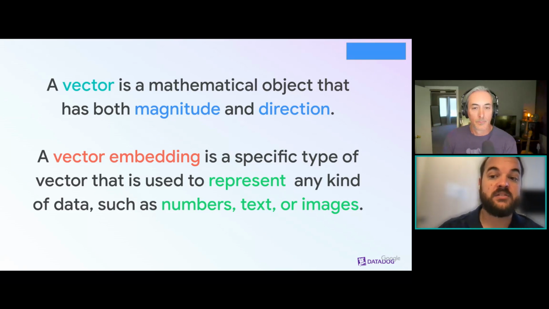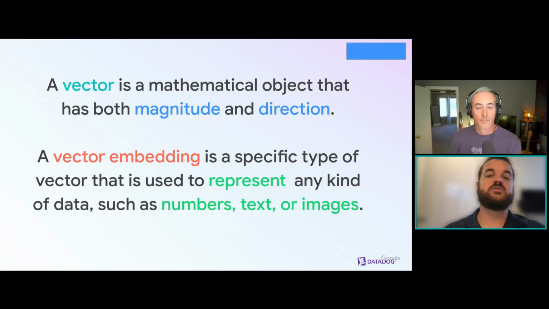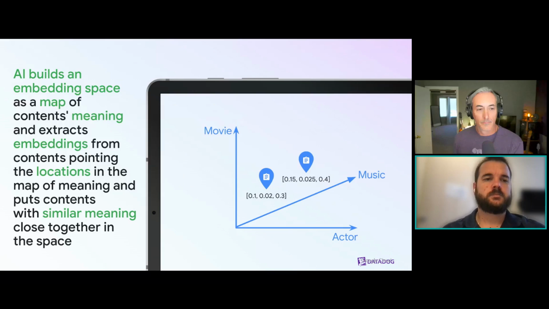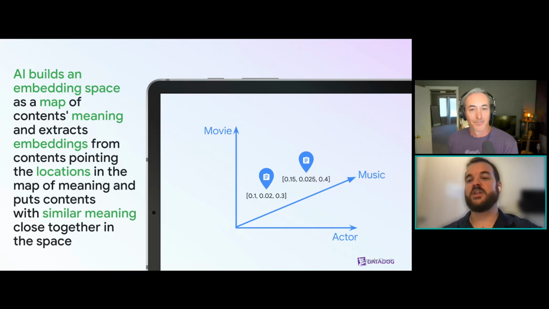And a vector embedding is a specific type of vector that's used to represent any kind of data, right? So numbers, text, images, video, anything that you can see if it's similar. The next slide. This is the slide that Google likes us to use, but it's really talking about how these embeddings work on that graph.